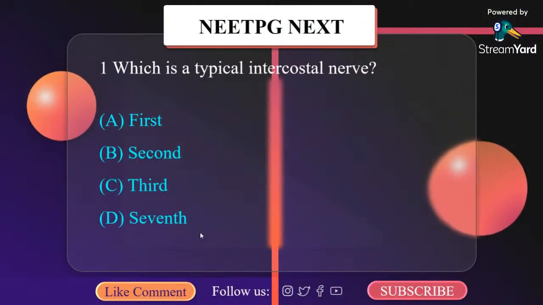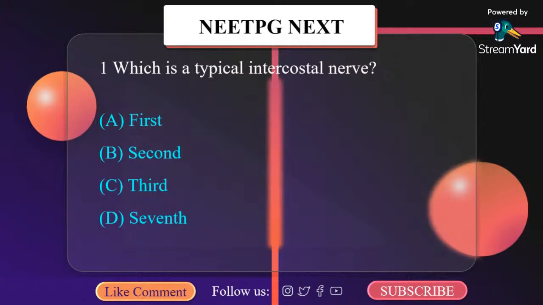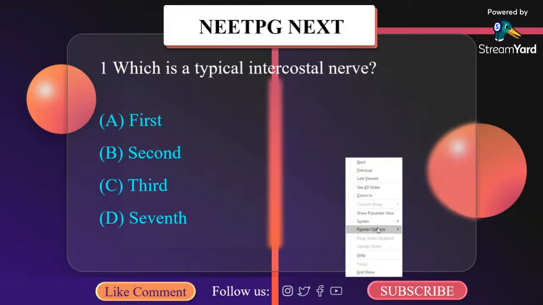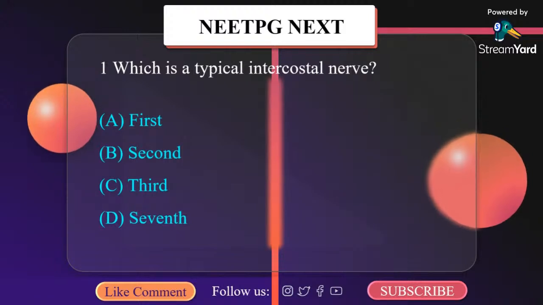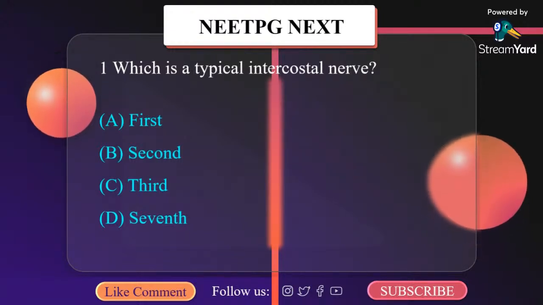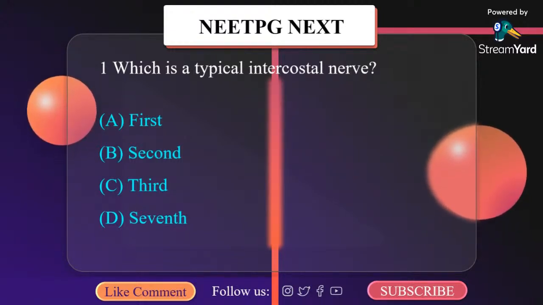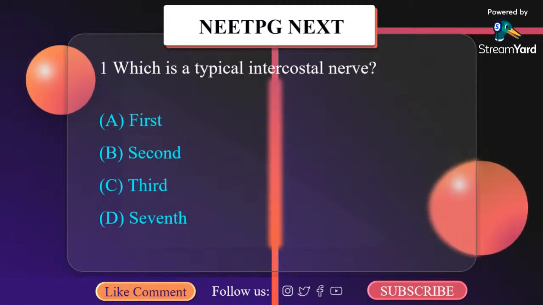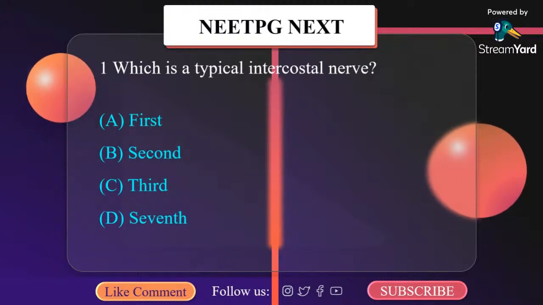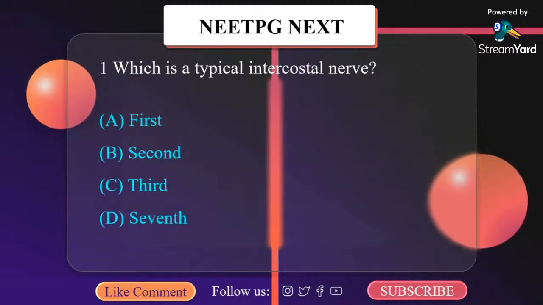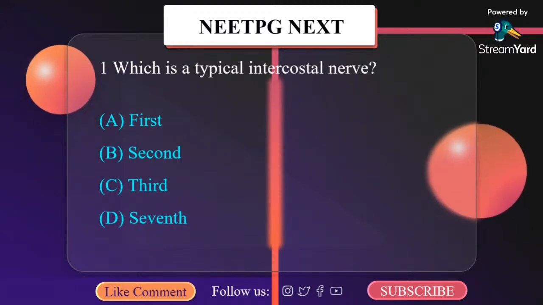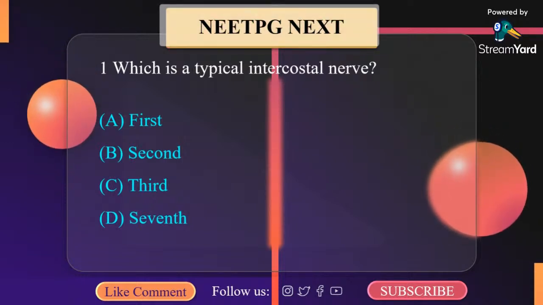Which is a typical intercostal nerve? A, first; B, second; C, third; D, seventh. See, typical intercostal nerves are the nerves that are confined to their own intercostal space in the thoracic wall. The third, fourth, fifth, and sixth intercostal nerves are typical intercostal nerves. So in the options, you can see the C option is third. So the correct answer here is C, third.